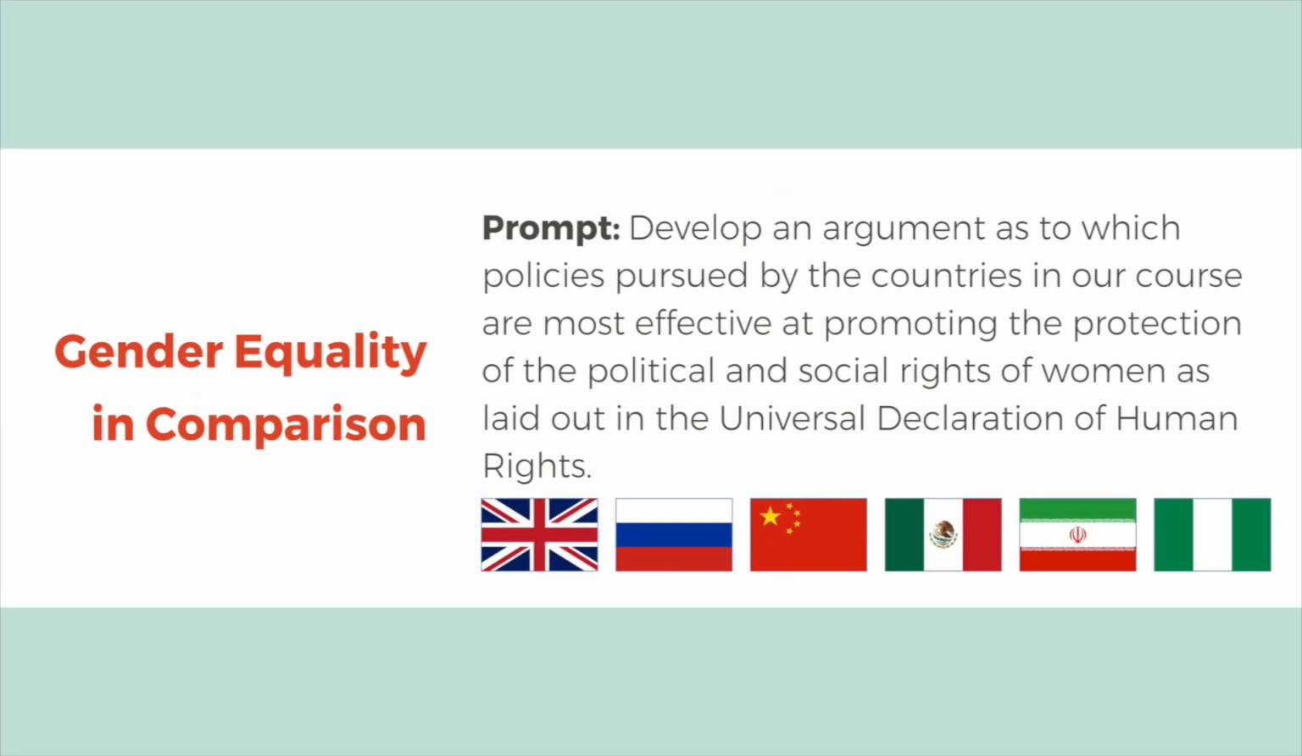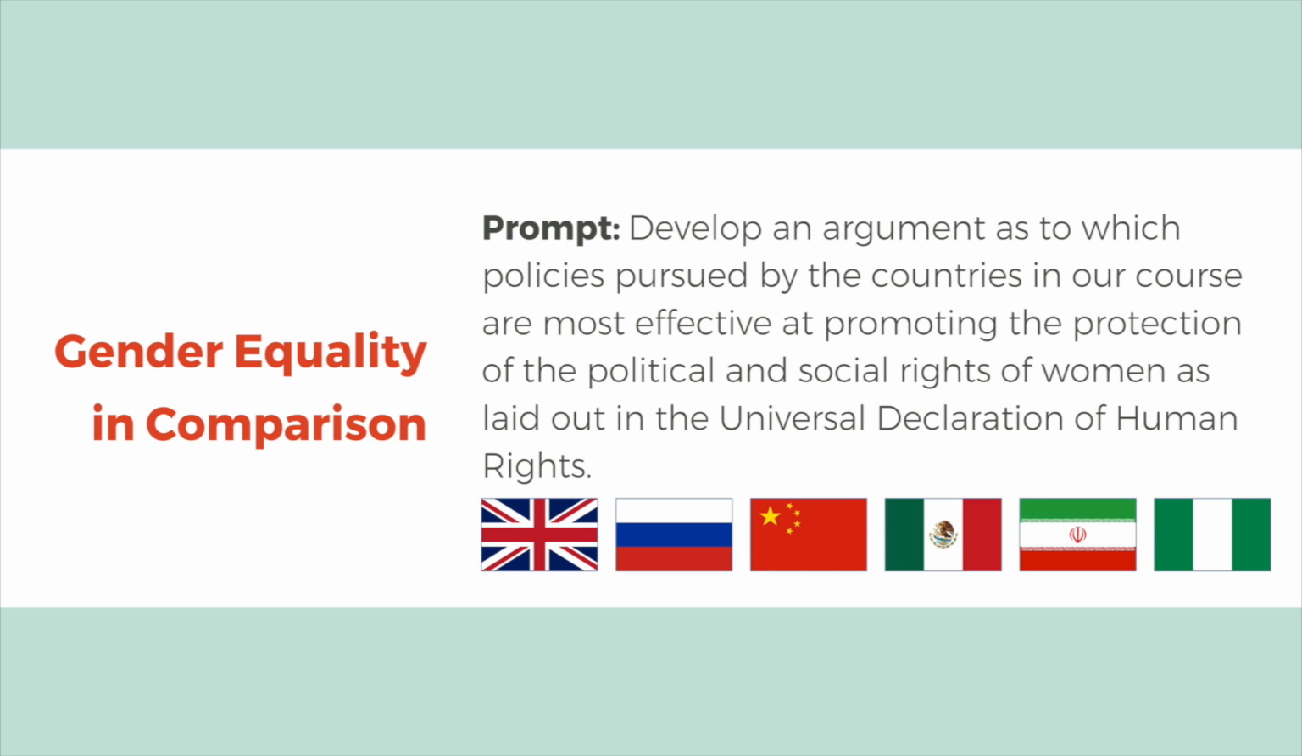All right, here it is. Here's our prompt. Develop an argument as to which policies pursued by the countries in our course are most effective at promoting the protection of political and social rights of women, as laid out in the Universal Declaration of Human Rights. In other words, we're going to write about how the laws and policies adopted by one of the 6 countries that we're studying, the United Kingdom, Russia, China, Mexico, Iran, and Nigeria, and how those countries have tried to promote more gender equality. To do this, we're going to have to do a little research.